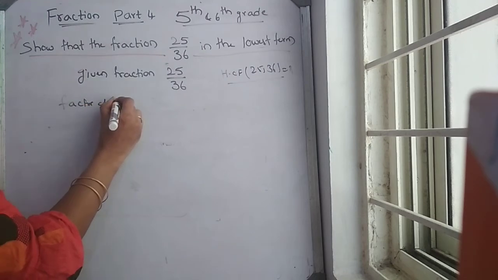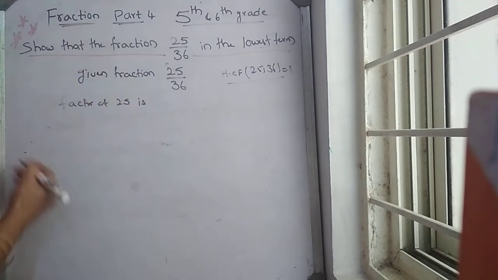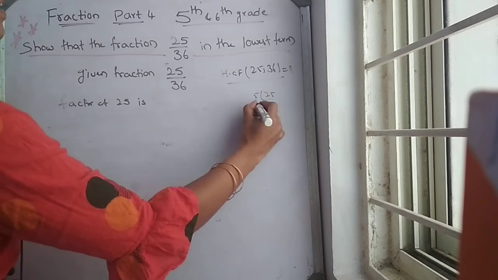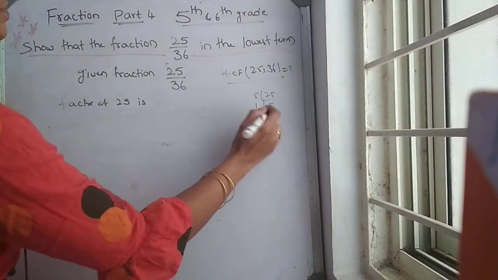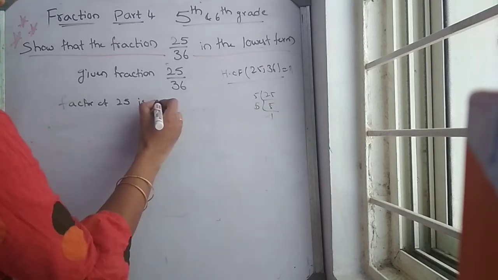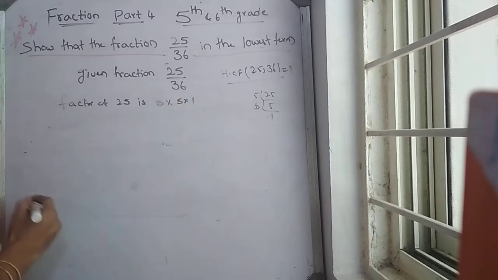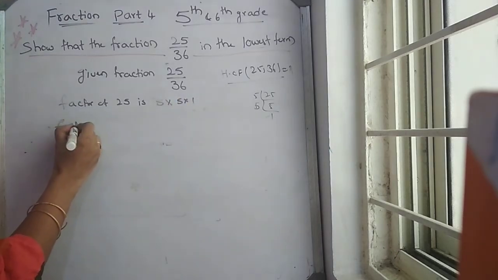Factors of 25: we know that 25 is 5 into 5, and 1. In the fifth table, 5 into 5 is 25, so 5, 5, 1.